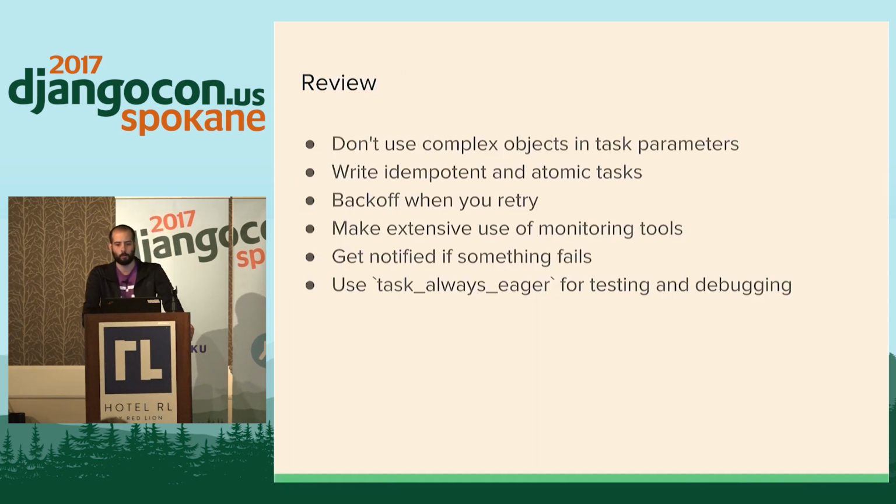All right, so time to recap. First of all, don't use complex objects in task parameters. This will help you avoid insecurity and inconsistency issues. Write idempotent and atomic tasks. You want to be able to freely rerun your tasks. Back off when you retry. Other systems may need some space to recover.